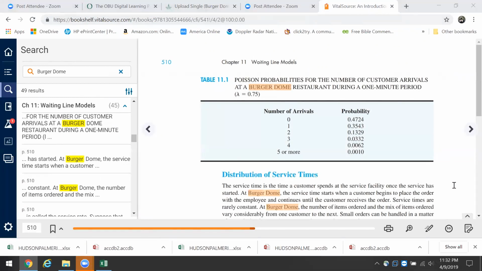And here we're looking at what we call the Poisson probabilities for the number of customer arrivals. This is at Burger Dome, the case we're working with during a 1 minute period. And they tell us that the population mean is 0.75. So here are the number of arrivals.